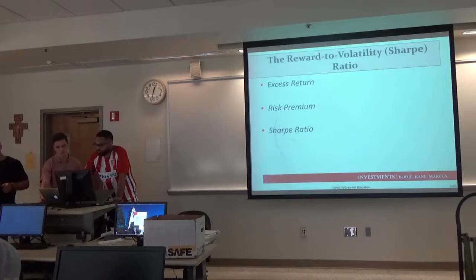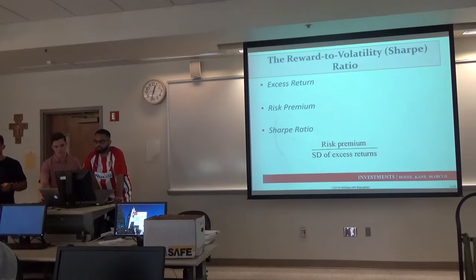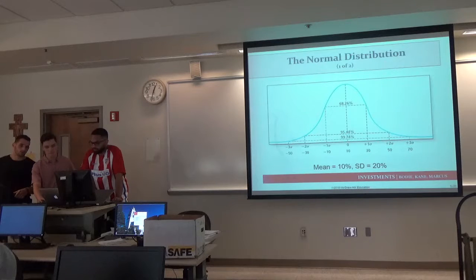Excess return is the difference in any particular period between the actual rate of return on a risky asset and the actual risk-free rate. The risk premium is the difference between the expected HPR on a risky asset and the risk-free rate. And then the Sharpe ratio is the risk premium divided by the standard deviation of excess returns. This graph shows the normal distribution curve with the mean and standard deviation.